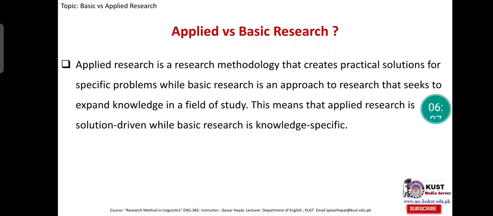This is quite simple. Applied research, as its name indicates, is a research methodology that creates practical solutions for specific problems.